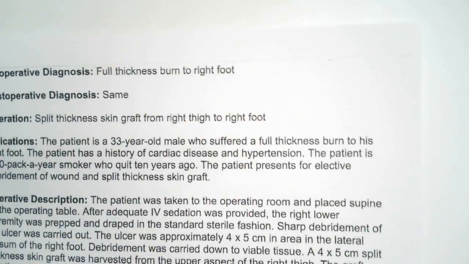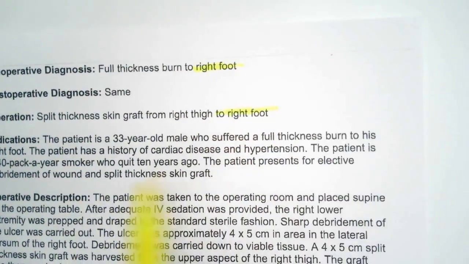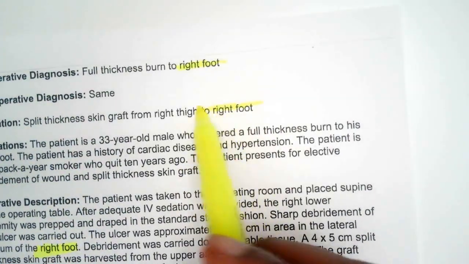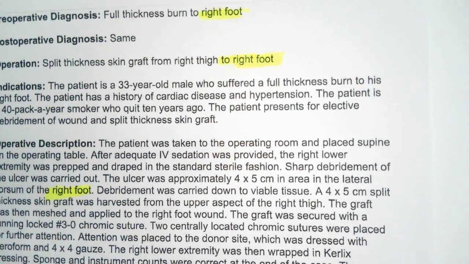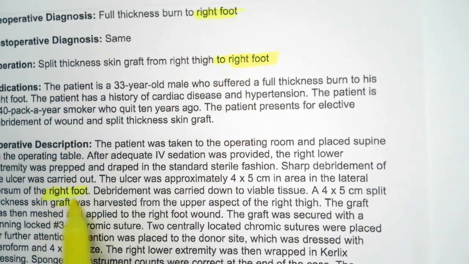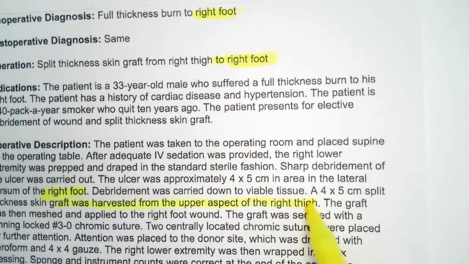So we know from reading earlier that this problem is on the right foot, right? We see this over and over again, okay? That's where the patient's problem was occurring. So debridement was carried down to viable tissue, and then a 4 by 5 centimeter split thickness skin graft was harvested from the upper aspect of the right thigh.